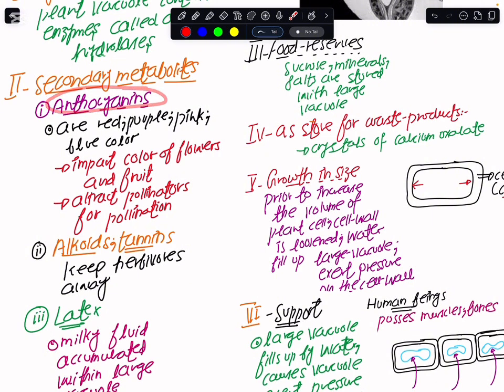are imparted by the anthocyanin. So these are some other pigments, and they don't have any important role in photosynthesis, but they are part of the secondary metabolites that impart color to the flowers and the fruits that we have in the plants.